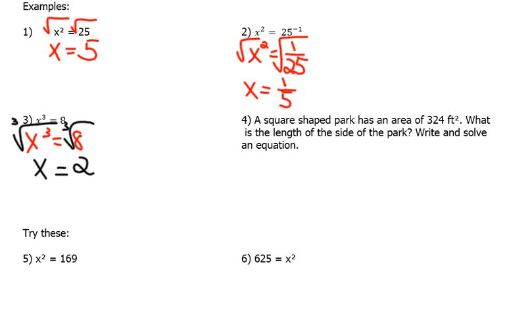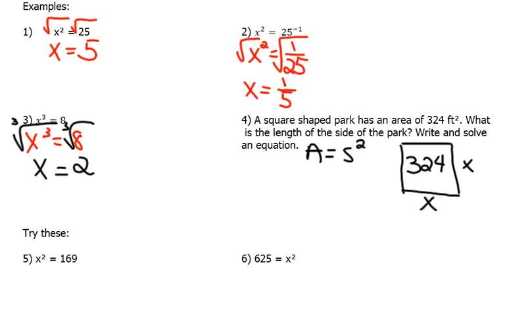I know a lot of you are thinking that it's 6, and it is not. Okay, a square-shaped park has an area. Whenever they're giving you something about a shape, draw it out so that you can see. We know we have the area, and in a square all the sides are the same. Write and solve an equation. To find the area of a park, it's side squared. Let's fill in what we know. We know the area is 324. We know our side is x.